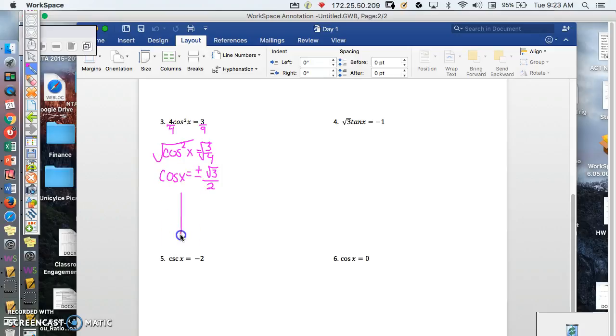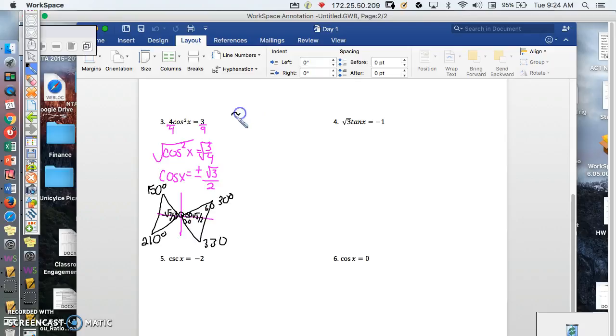So again, we know that x, so we have the square root of 3 over 2, because cosine is our x, negative root 3 over 2. Opposite is 60, so that means our reference angles have to be 30. So we have 30 degrees, 150 degrees, 180 plus 30, 210, 360 minus 30, 330.